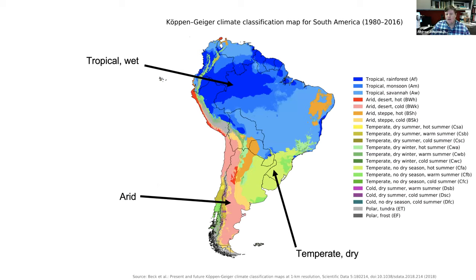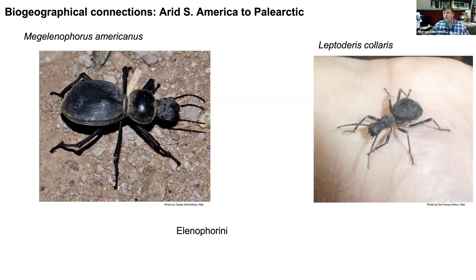But it's also important to keep in mind that South America is a very large continent with very diverse habitat types, right? There's this tropical wet area that tends to be more northern that really extends up into what we might call Central America. And we see a lot of similar fauna there, and a lot of the tribes and genera that we've been talking about that extend up that way. There's also a dry temperate area that merges into lots of arid regions as well in the southern portion of the continent. And so there are some really neat biogeographical connections for some of these South American regions.